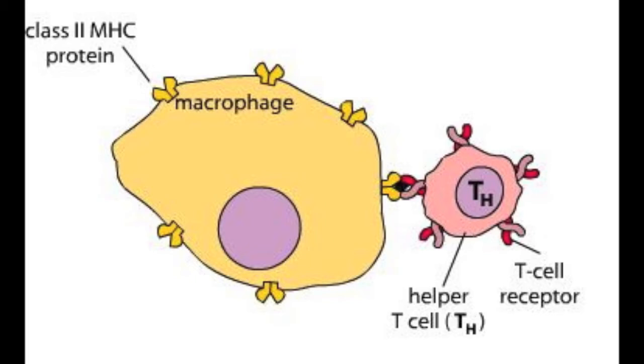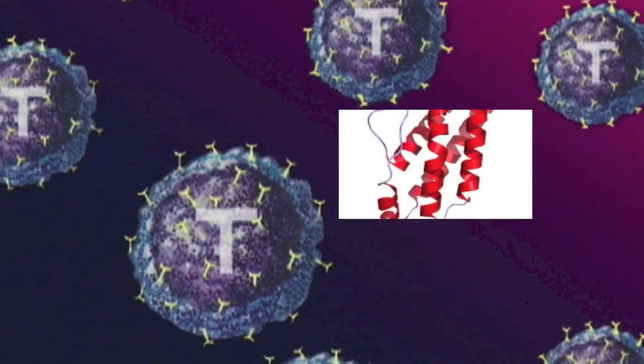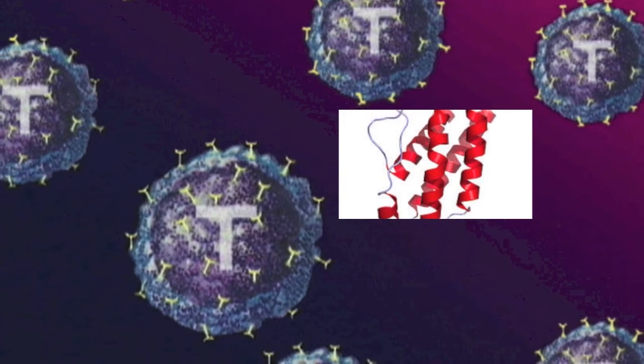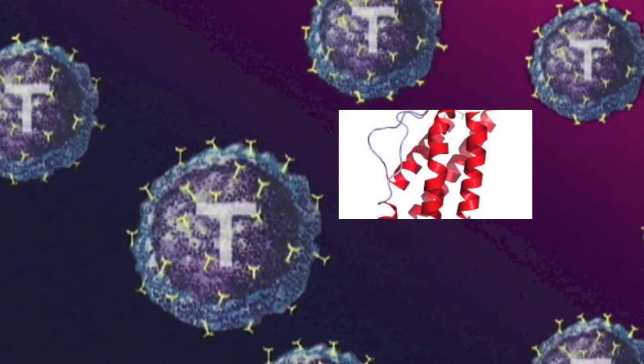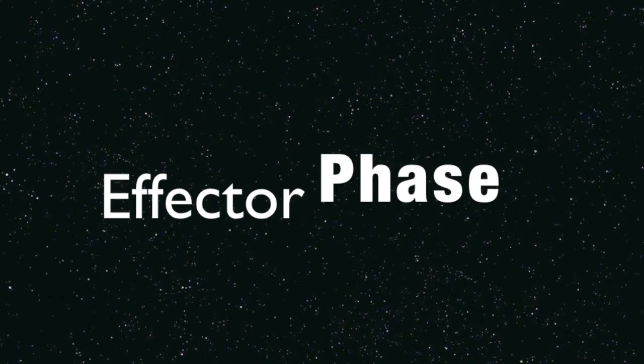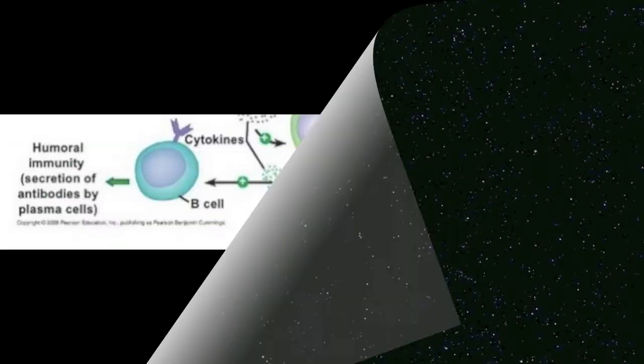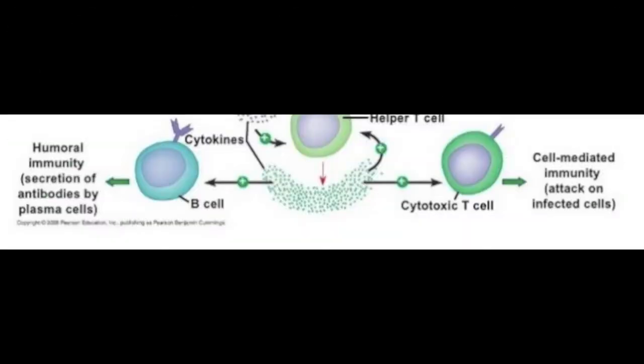Then, the T helper cell releases cytokines stimulating proliferation. Clones of T helper cells are produced with the same T cell receptors. Receptors are all specific for the antigenic determinant of the original processed antigen. Next is the effector phase, which involves communication between the B and T cells. Activated helper T cells release chemokines that attract B and cytotoxic T cells.